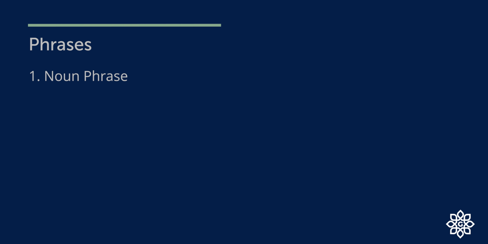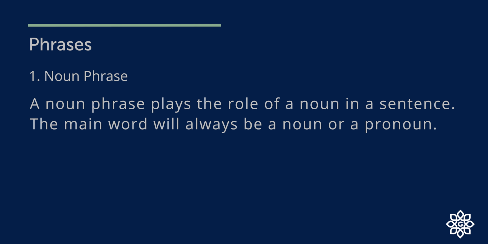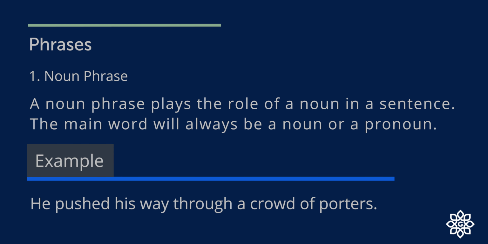Noun phrase. A noun phrase plays the role of a noun in a sentence. So the main word will always be a noun or a pronoun. For example, he pushed his way through a crowd of porters. Here, the word porters is the main word. So, how do you find whether this is a noun phrase? You can try to replace it with a pronoun. So, therefore, this sentence can be rewritten as he pushed his way through them.